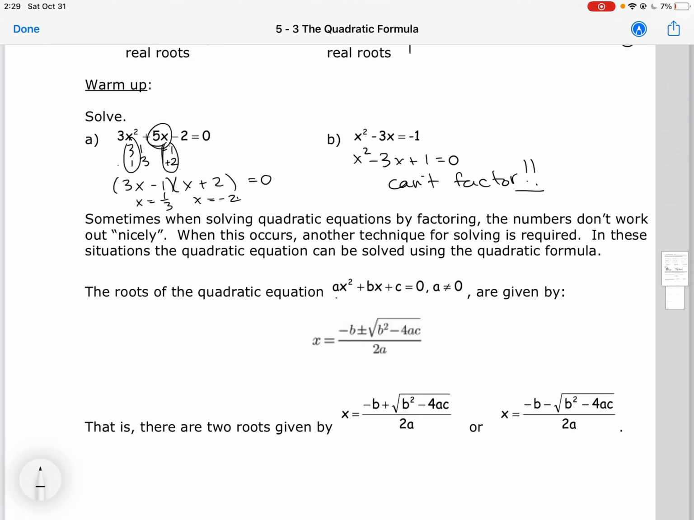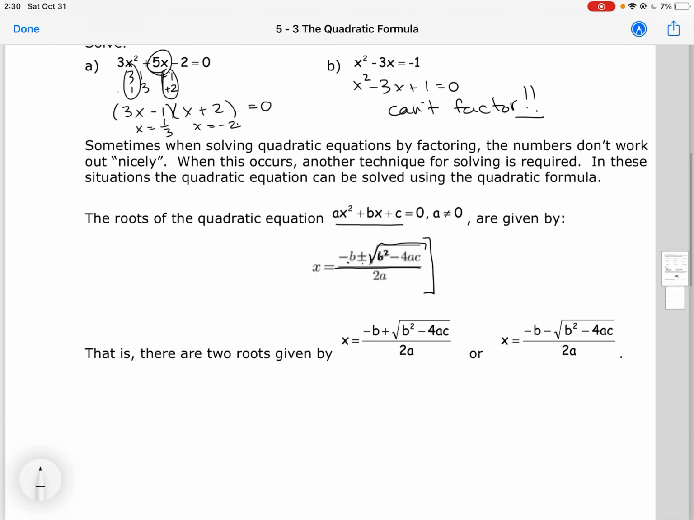The roots of the quadratic equation, ax squared plus bx plus c equals 0, are given by the quadratic formula. You don't need to memorize it. It is on your formula sheet, but it is here. Probably you will have it memorized. There is a song that goes with it. X equals negative b plus or minus a square root b squared minus 4ac all over 2a.